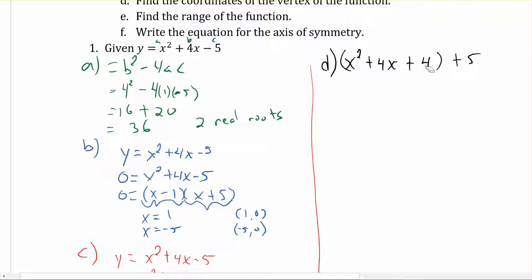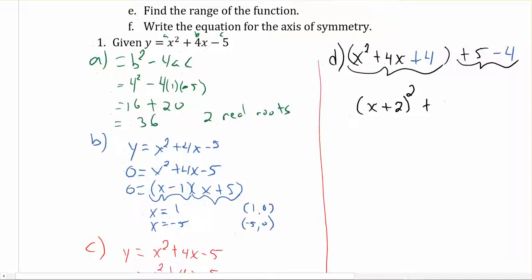But remember, I can't just go around adding 4s. I would also have to subtract 4. So maybe I'll write this in a different color just so you kind of see what I did there. So that would be like plus 4, but I would also have to subtract 4, just so I can get away with doing that, right? So if I write what I have left, this part was my perfect square. So that's going to end up being x plus 2 squared. And then I just have to add up what I have left here. So what I have left there is just 1, so plus 1.